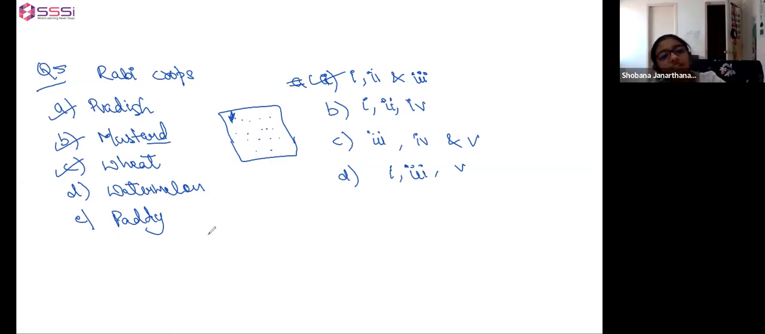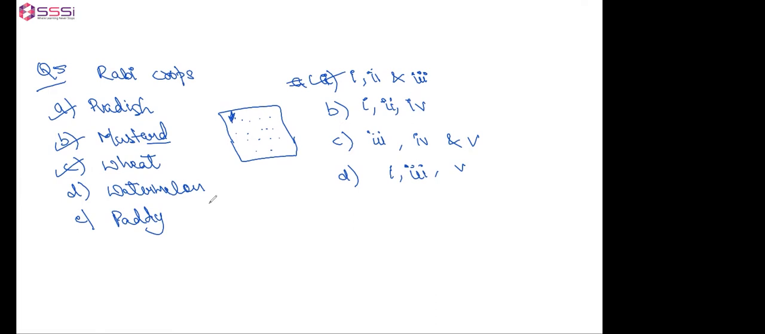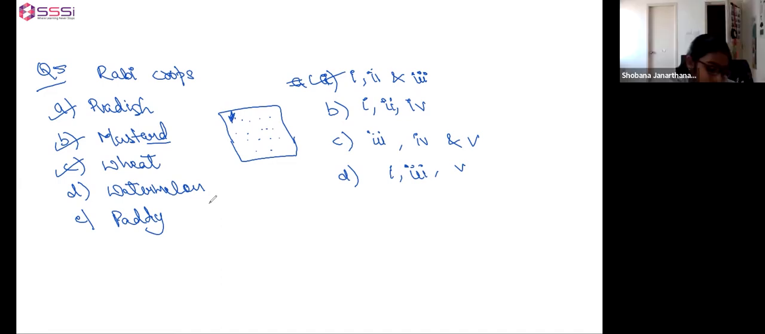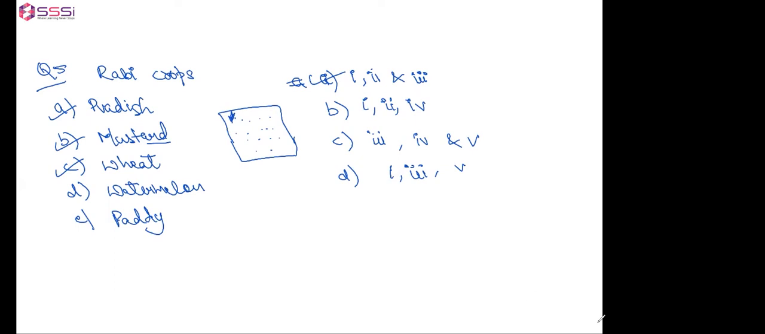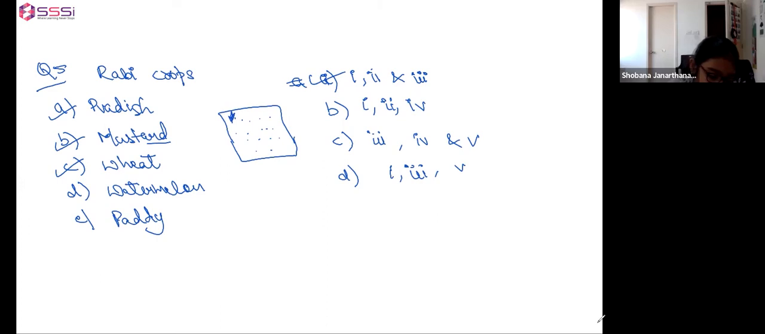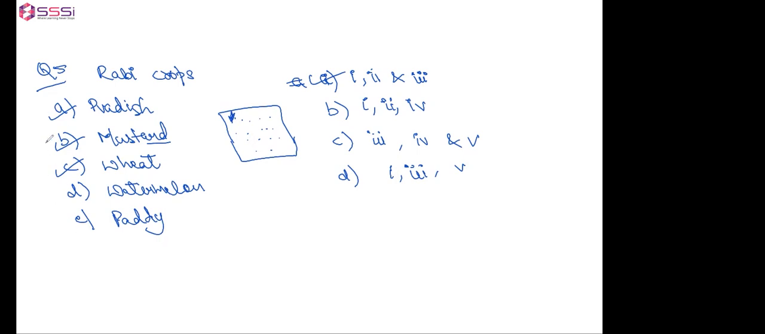Ma'am, what is radish? Radish is kind of a crop like wheat only. Radish, mustard, and wheat. Okay, so should I move to the next question? Ma'am, are these three only the rabi crops or are there more? From the options, only these three are rabi crops. Okay, ma'am.